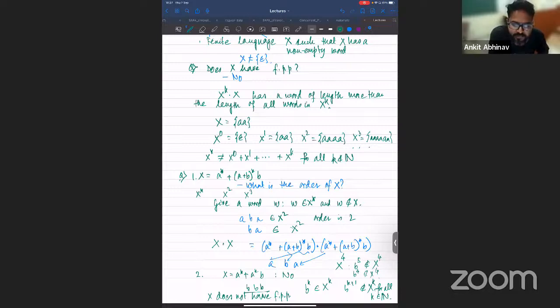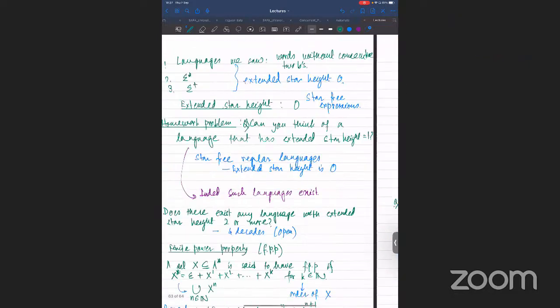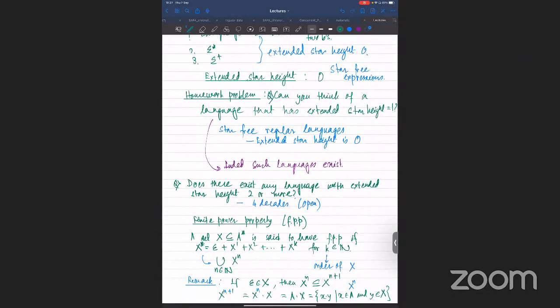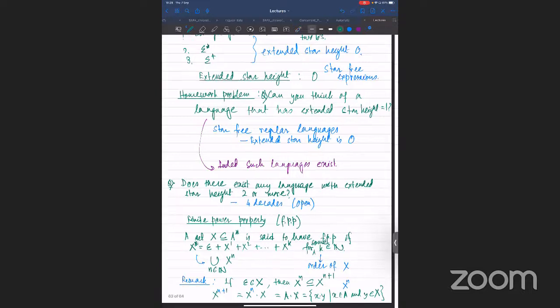Clear? Sir, can you just go back once more? I just want to see the definition of FPP once more. I got confused. Yeah. So the definition again is, you can start with x0 plus x1 plus x2. You can define x star as the union of all these sets, right? Okay. So this is a regular expression as long as there is some finite k, for some k in N.